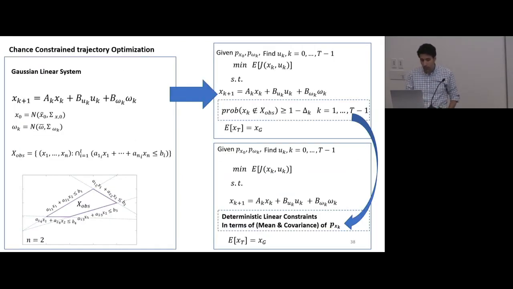And since we assume that everything is linear, with linear dynamics, Gaussian distribution, and linear obstacles, we need to solve a linear stochastic optimization. Now, the main idea is to replace that probabilistic constraint with a linear deterministic constraint in terms of the mean and the covariance of the distributions. And we know how to propagate and get those mean and covariance. So by doing so, we are going to get a deterministic linear optimization, and we know how to solve it efficiently.